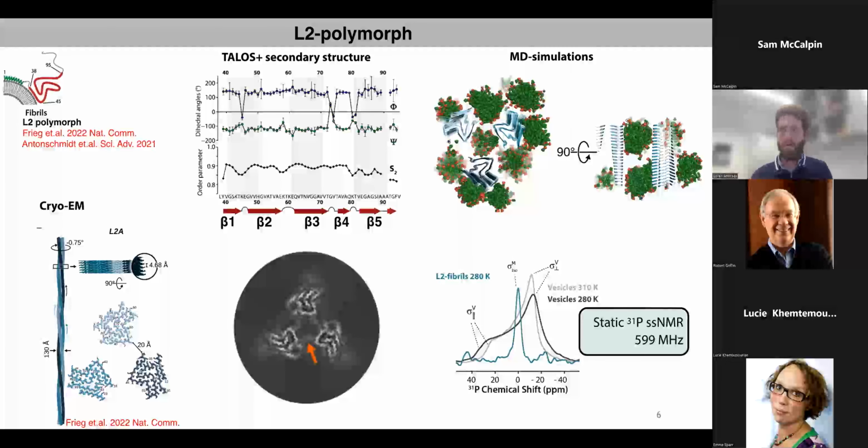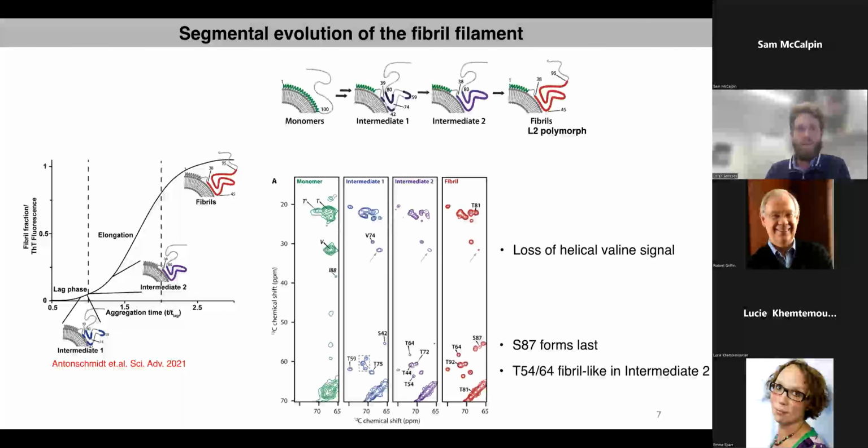NMR spectra also back this up. Taking a look at the phosphorus NMR spectrum in a static sample, we see that while vesicles show the characteristic powder pattern, we see just an isotropic shift in the case of the final fibril samples, indicating that we have high curvature, consistent with these micellar type of structures that are seen in the MD. So this covers the fibril.